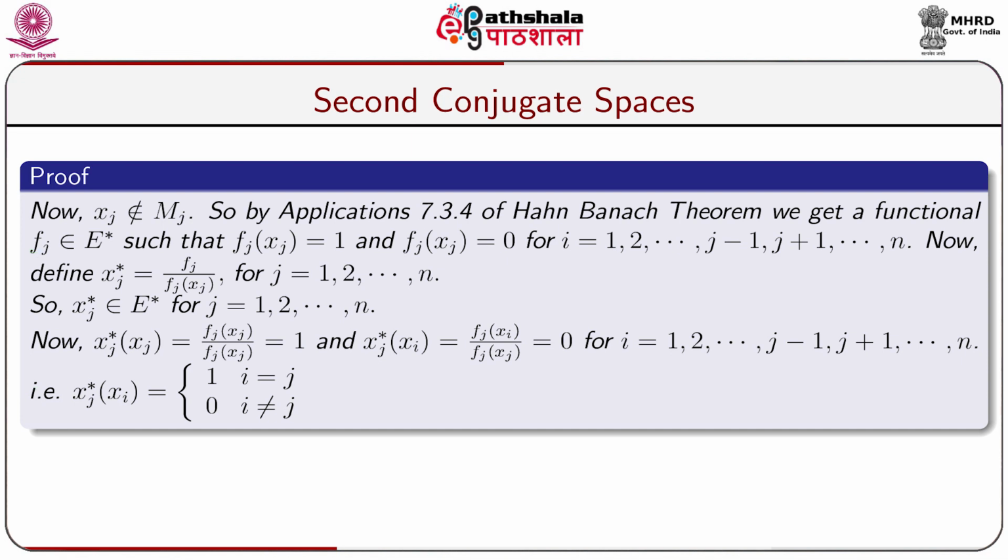because we have taken fj(xi) equal to 0 for i equal to 1, 2, up to j minus 1, j plus 1, up to n. That means xj star(xi) equal to 1 where i equal to j, and xj star(xi) equal to 0 where i not equal to j. Thus, we have got the required result.